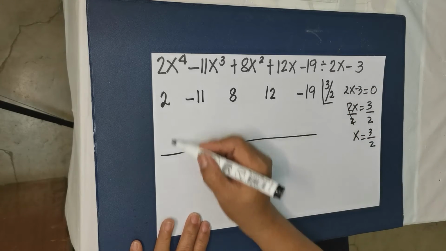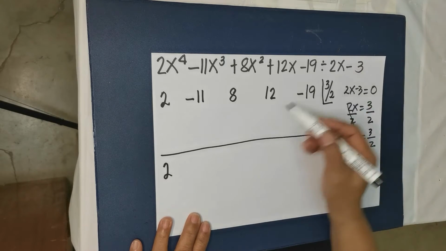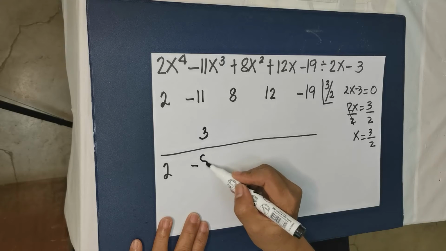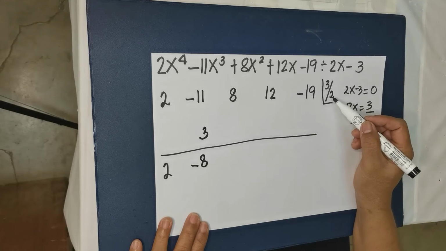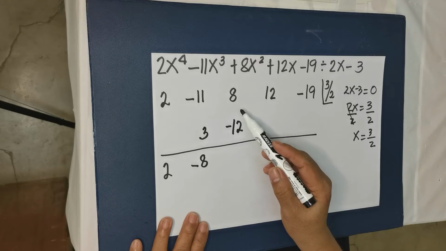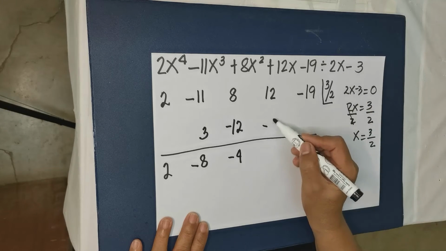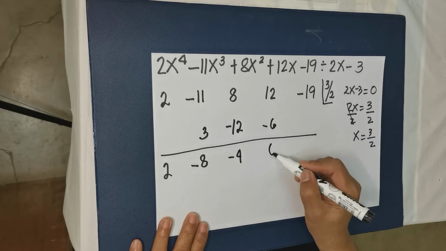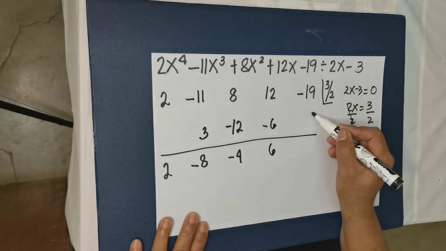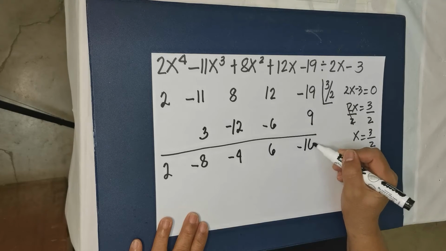Okay? So, we bring down our 2. 2 times 3 halves is, we cancel out your 2 and 2. So, what remains is your 3. So, negative 11 plus 3 is negative 8. Negative 8 times your 3 halves. So, that is negative 12. So, we have 8 plus negative 12 is negative 4. Negative 4 times 3 halves is negative 6. 12 plus negative 6 is positive 6. Positive 6 times 3 halves is, we have your positive 9. So, negative 19 plus 9 would give us a negative 10.